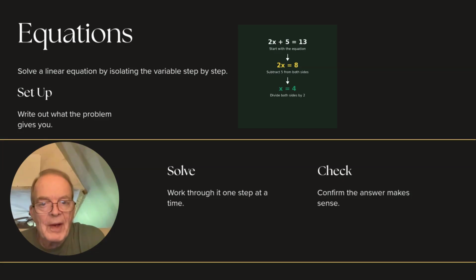First up are equations. A typical problem looks like this: 2x plus 5 equals 13. Subtract 5 from both sides, and you get 2x equals 8. Divide both sides by 2, and x equals 4. That's the whole process. Isolate the variable one step at a time. If you can do that reliably, you can handle almost any equation problem this test throws at you.